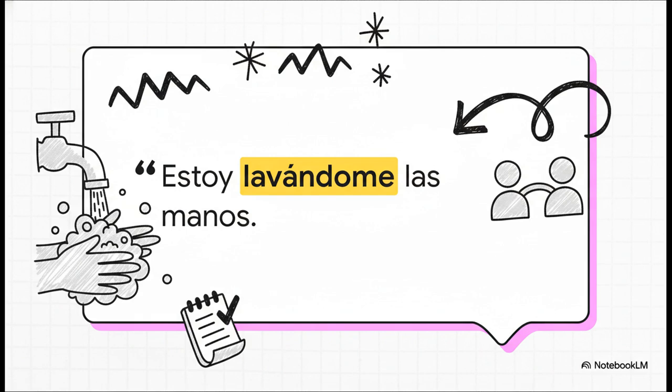And our third option works pretty much the same way, but with the gerund. Estoy lavando means I am washing. We attach me to the end, but, and this is important, notice that little accent mark on lavándome. Here's the key takeaway. When you stick a pronoun onto the end of a gerund like this, you almost always need to add an accent to keep the natural stress of the word in the right place.